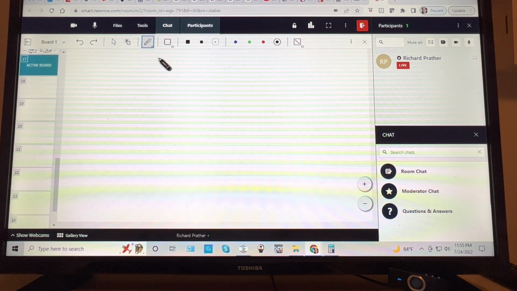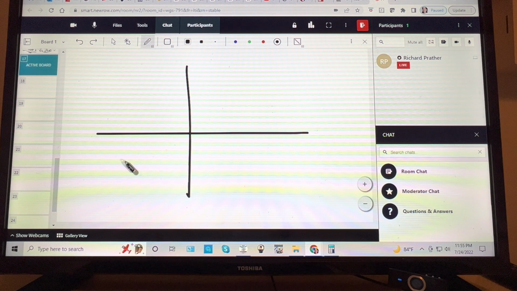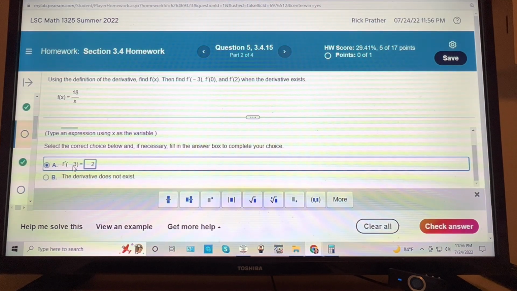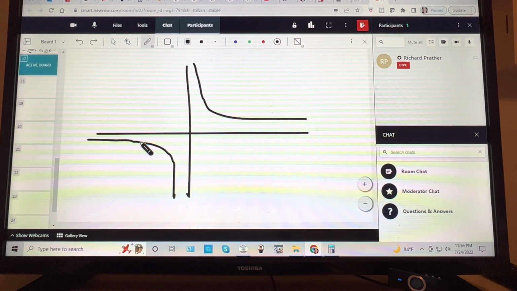18 over x basically looks like this. So if you go to -3 on the x-axis, the slope there of the tangent line would be -2. So let's say it's -1, -2, -3 right there. This would have a tangent line slope of -2, which looks about -2 right there. Down 2 over 1. Maybe not quite that, but that's a rough estimate of it.